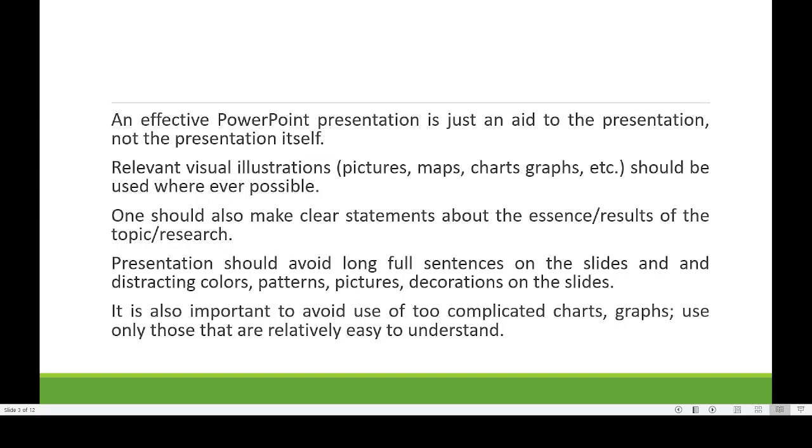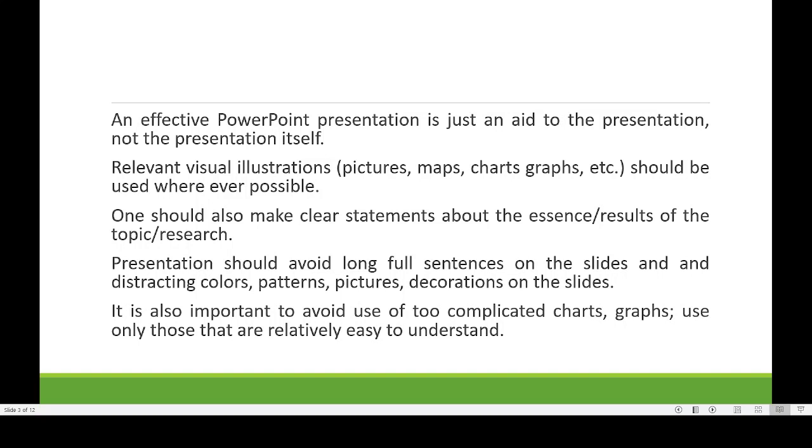Like that, you have to cut short. Wherever possible, make very small, very brief sentences. Only if you can present it in one line, that is always good. Very short sentences are always useful. That is, the presentation should avoid long sentences on the slide. Long sentences are not effective in communicating what you are intending to say.